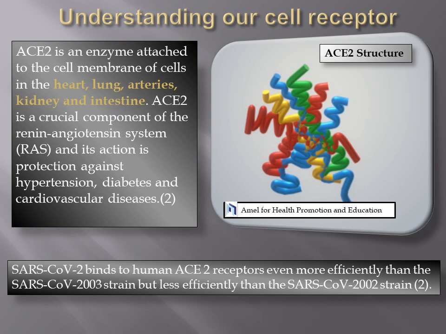ACE2 is actually a crucial component of a system called the renin-angiotensin system, that is responsible for regulating the blood pressure in our body and also regulating the fluid electrolyte balance. So this is the cellular receptor that is used by the virus to enter our body.